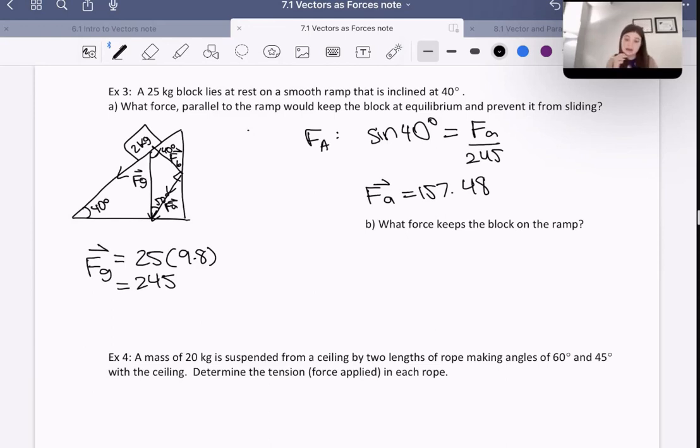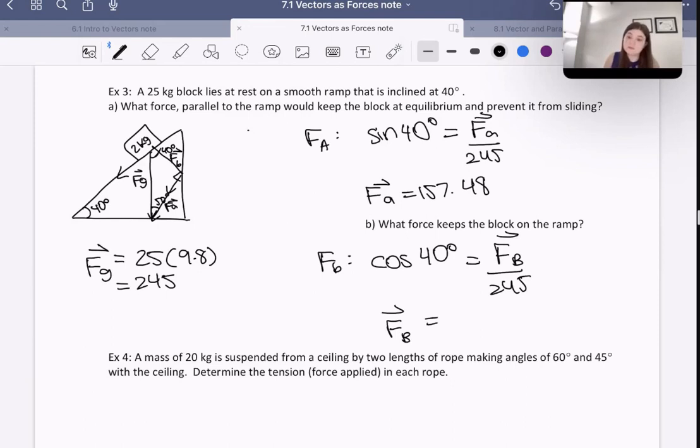Okay, and then they also ask what force keeps the block on the ramp, and that would be the force B. So let's find force B, same exact way. So let's find cosine of 40 equals FB over 245, which means force B is going to be equal to 187.68. And there we have it. Very good.